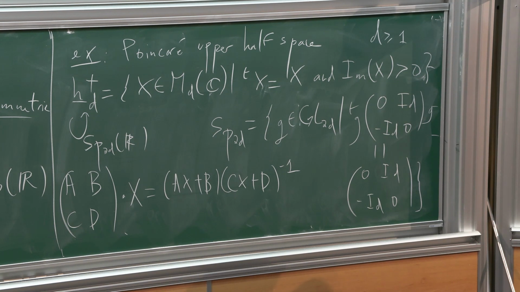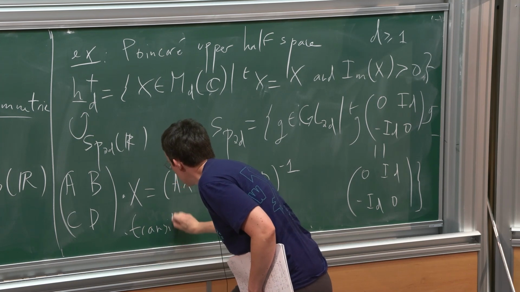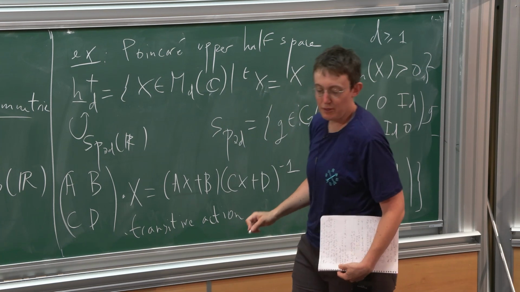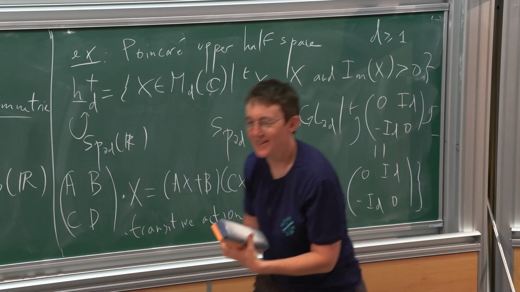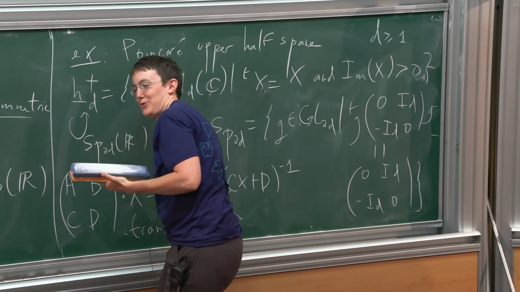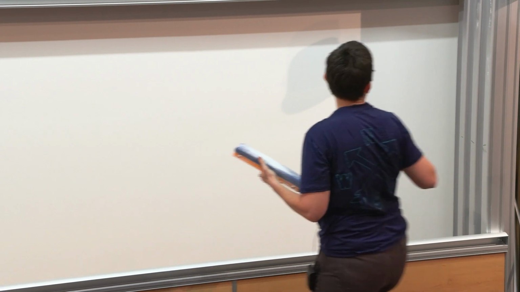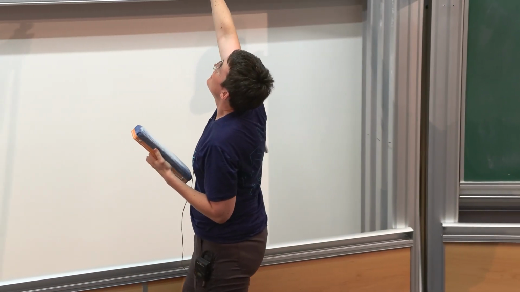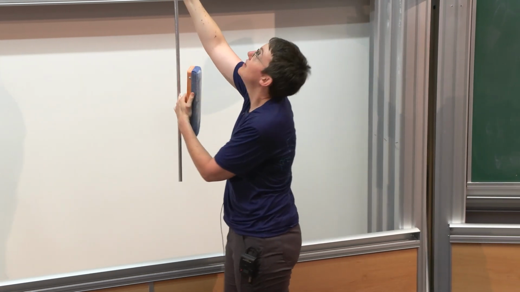Okay, so as an exercise, check that this is indeed an action, and that it is transitive. If you don't want to do the exercise because you don't think it's fun, I understand. In the notes, there is a reference to Siegel's paper where he proves all this, and it's actually pretty readable.